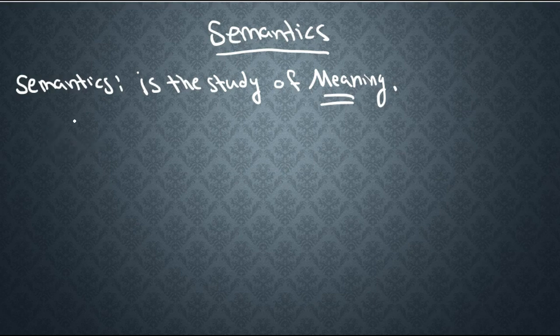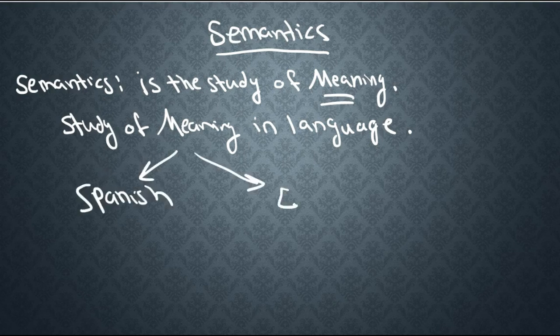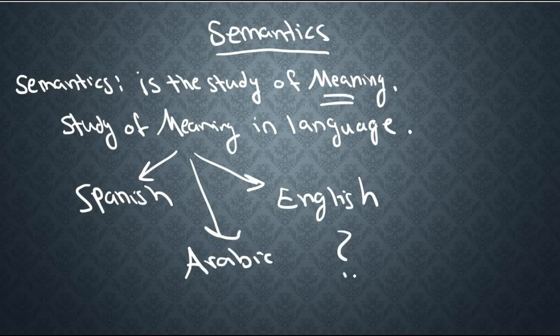So let's fix up our definition just a little bit. So semantics is the study of meaning in language. But we're still not done here. What type of language are we talking about? Are we actually studying meaning in Spanish, in English, in Arabic? Well, the fact of the matter is, if we're going to study meaning in each and every one of these languages individually, this is going to take us forever. And we probably won't come up with the generalizations that we're looking for.